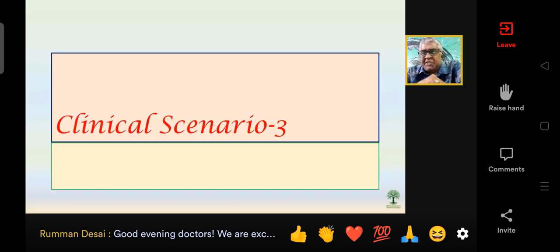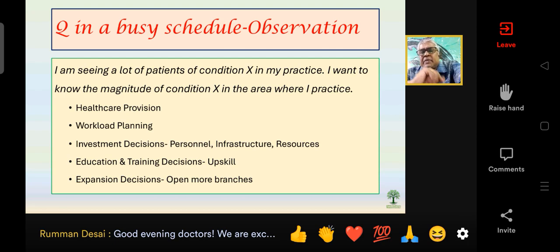So let's move to the next scenario, the third scenario. Now here, the question is that I'm seeing a lot of patients of condition X in my practice. I'm having an OPD, I'm having a diagnostic lab maybe, I'm having an imaging center maybe, I'm seeing a lot of condition X in my practice. I want to know the magnitude of condition X. And the reason I want to know the magnitude can be for reasons of providing healthcare. It also has practical applications in the sense that if I know the magnitude, I'm able to plan my workload better.